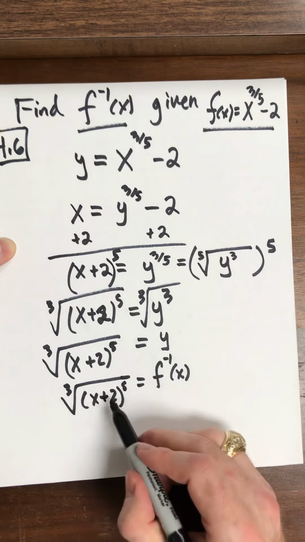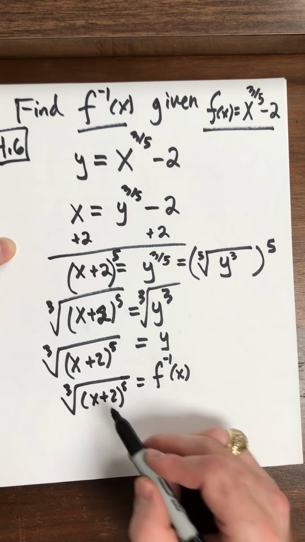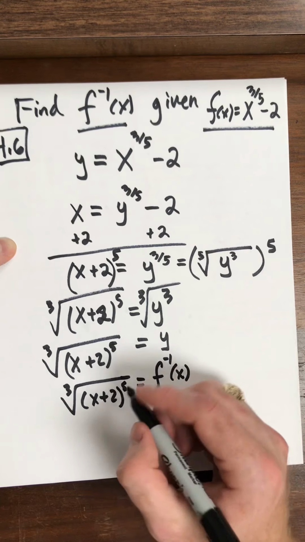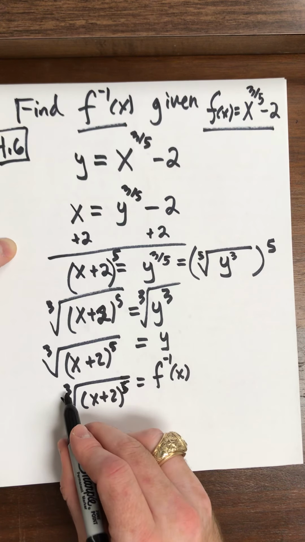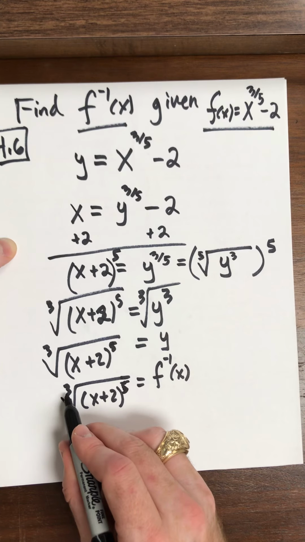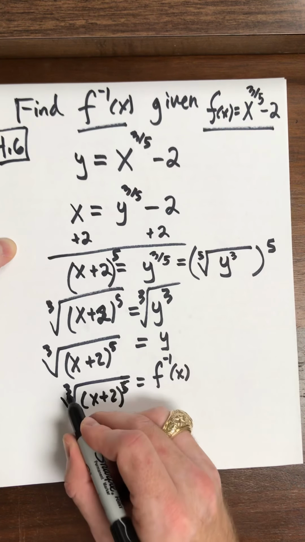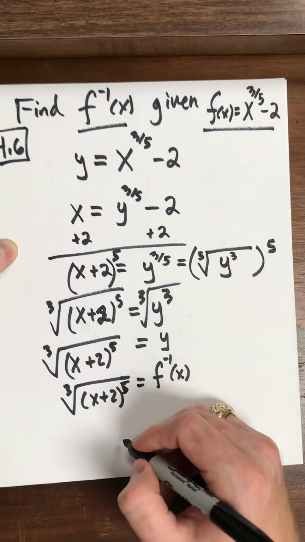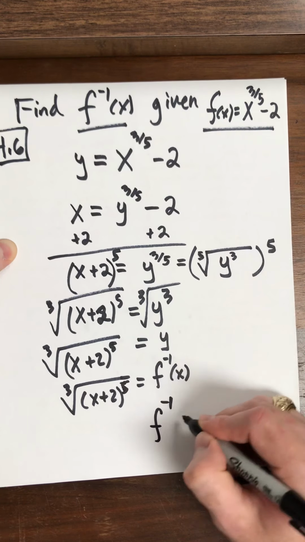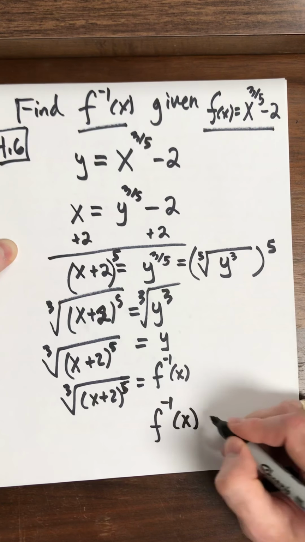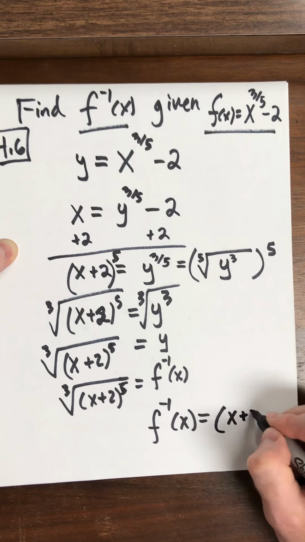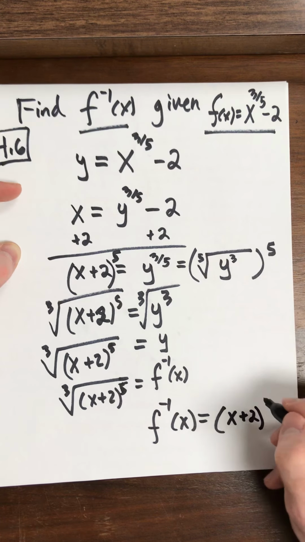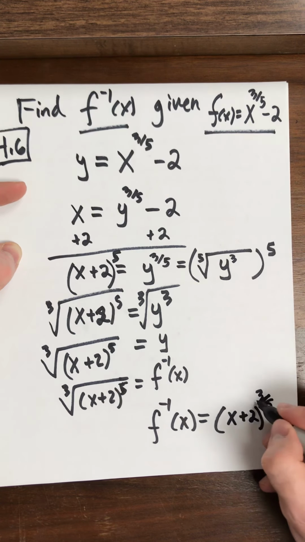Now, technically, I could rewrite this in rational exponent form. And what do we know? We know the rider goes on top and the horsey goes underneath. The rider's in the house and the horsey's outside. So really, you could rewrite this as f inverse of x equals parentheses x plus 2 close parentheses to the what? To the 3/5. Okay?